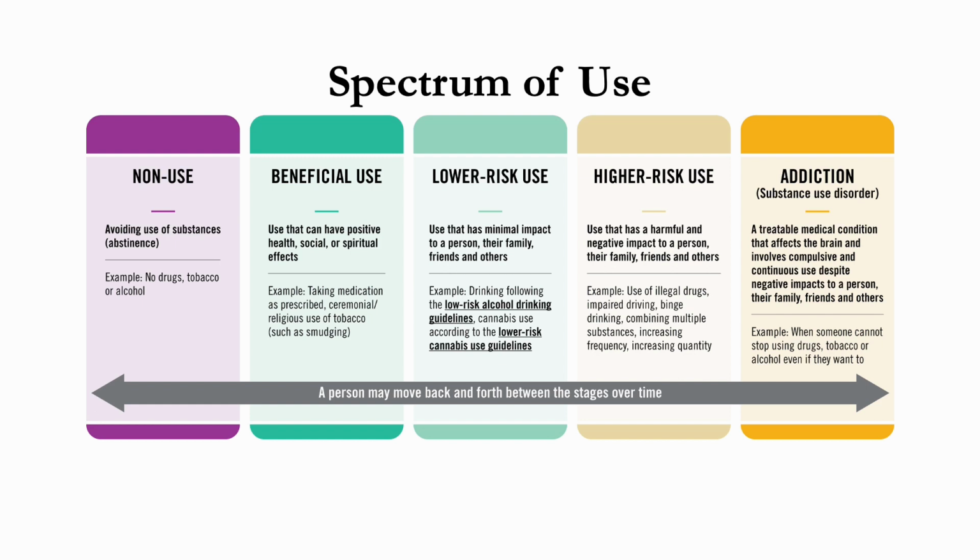For example, alcohol use may be considered high risk if it involves impaired driving, putting oneself and others in danger. The most extreme and detrimental level of use is addiction, or substance use disorder. This occurs when a person develops a compulsive use, tolerance, and dependence on a substance. A key indicator that somebody has reached substance use disorder is that they are unable to stop using despite wanting to.